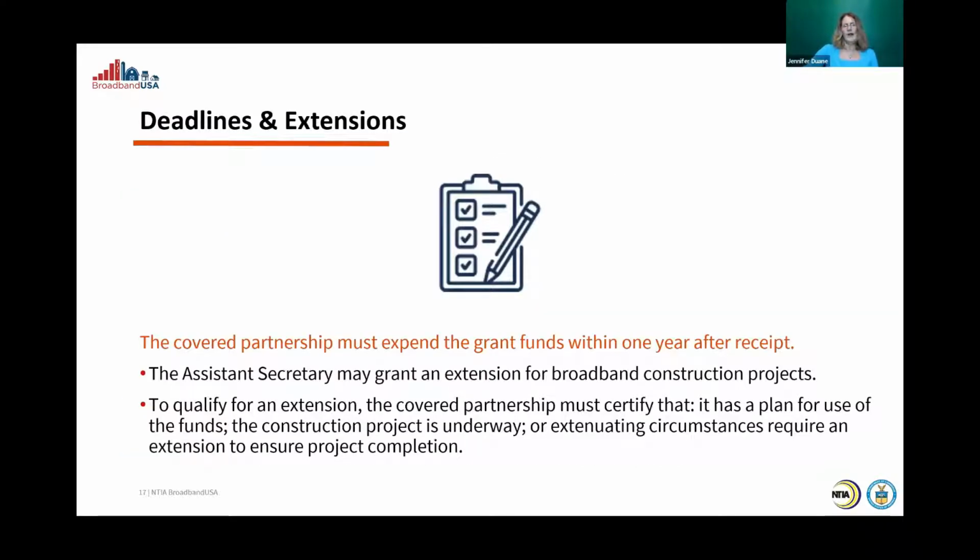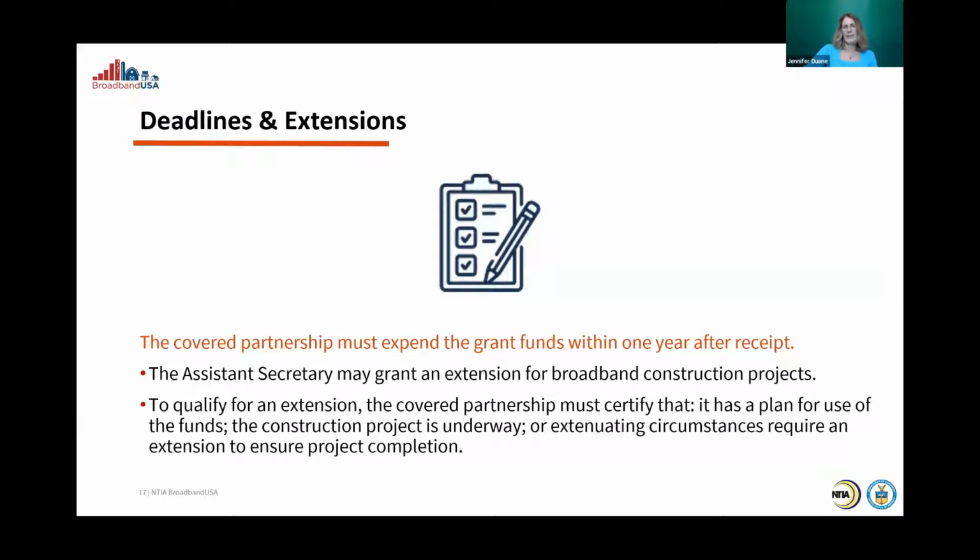So the Act has given us a very aggressive timeline for deploying broadband infrastructure under this program. It requires that the covered partnership must expend the grant funds within 1 year of their receipt of the grant funds. Now, we know that the projects under this program will be for broadband construction, and that there may be some projects that are capable of deploying broadband within 1 year, but for the most part, applicants will require more than 1 year to complete their broadband construction projects.